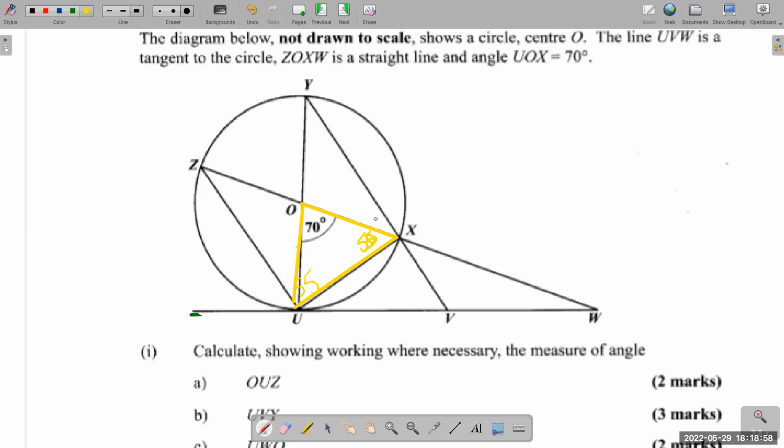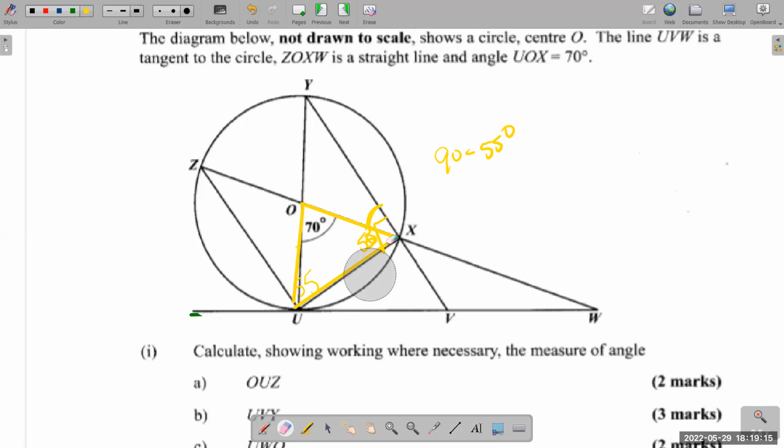Everybody see that? And if I wanted to find this extra piece here, what do I do? This whole thing is 90. So we would say 90 minus 55. Everybody see what I'm showing you? I feel like our eyes are open.